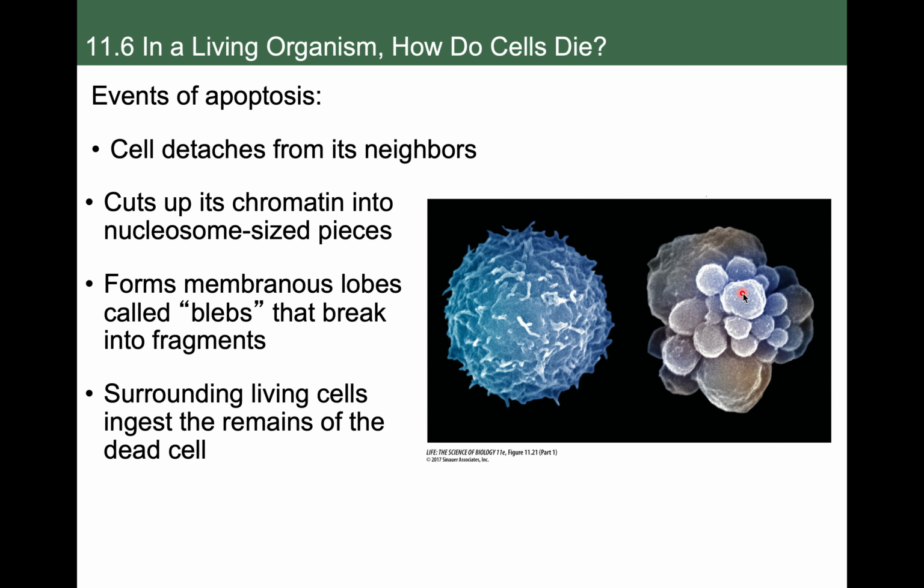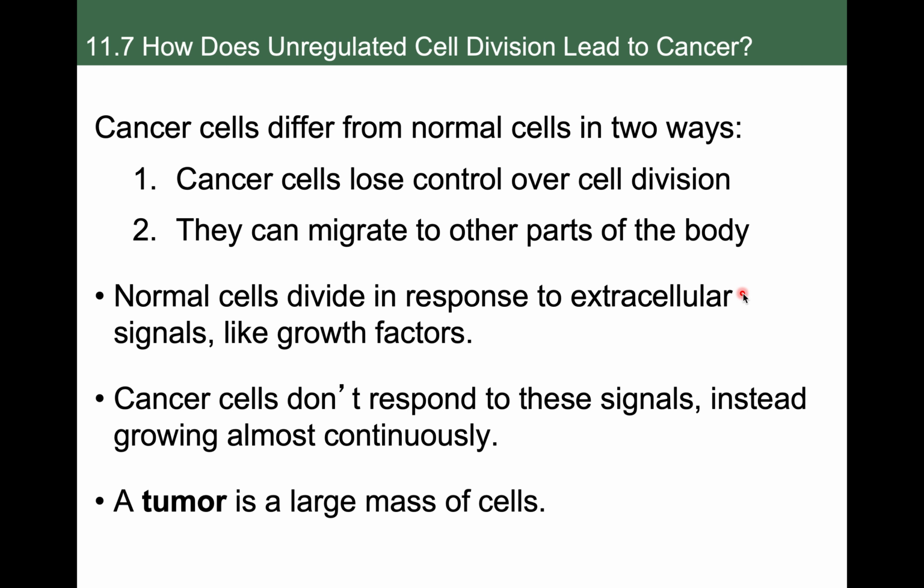So again, I'm mentioning this because there's this very fine balance, imagine in your adult body, between production of new cells by mitosis and getting rid of old cells by apoptosis. And so if we lose that balance, we can end up with tumors and maybe even with cancer.